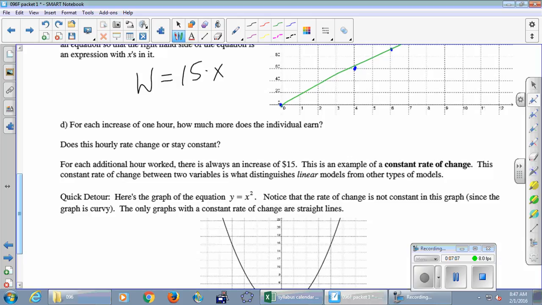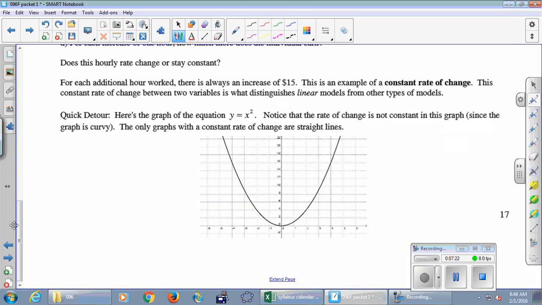This is an example of a constant rate of change. It's $15 per hour, no matter what. This constant rate of change between two variables, the hours worked and the wages earned, is what distinguishes linear models from other types of models. We're going to talk about these kinds of graphs later on in the semester, but just a quick detour here. This is the graph of the equation y equals x squared. It says, notice that the rate of change is not constant in this graph.